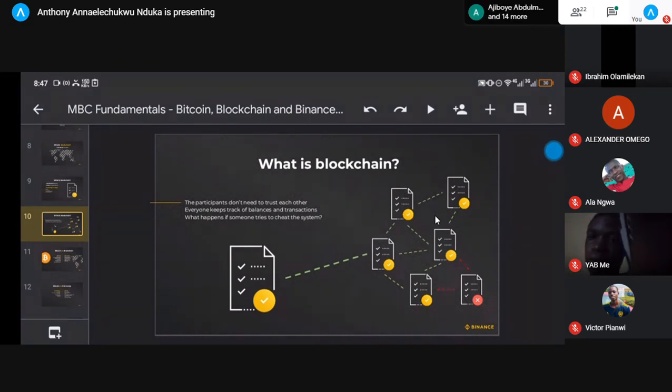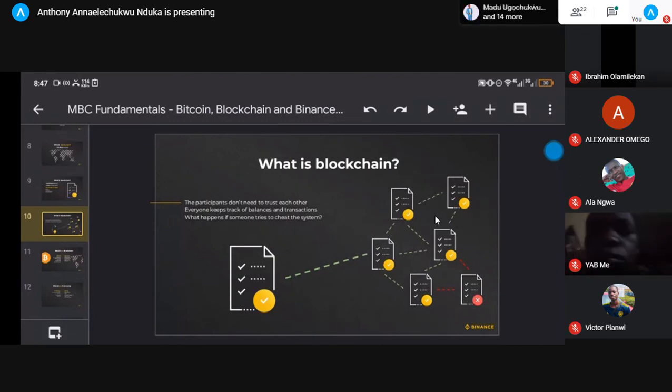If you look at this big diagram here, you will see the ledgers are spread across. If I come and decide, okay, Bella did not give me any money, everybody on this network will bring out their own ledger, their own book, to say Bella actually gave you this money, as it is written in mine. The majority will carry the vote. I hope you understand it. So in blockchain, the participants don't need to trust each other. Everyone keeps track of balances and transactions. Everyone is seeing everything that is happening on this network.